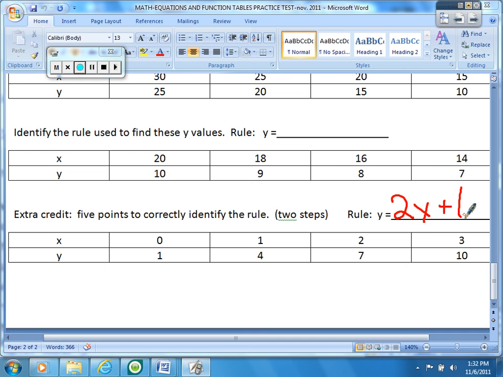So that's the process we'll be using. It'll be a little bit more detailed than what I'll just show you. But I want you, if your child comes home and says we're doing identifying rules of function tables, that's what they're meaning. All right. I hope this helped you.